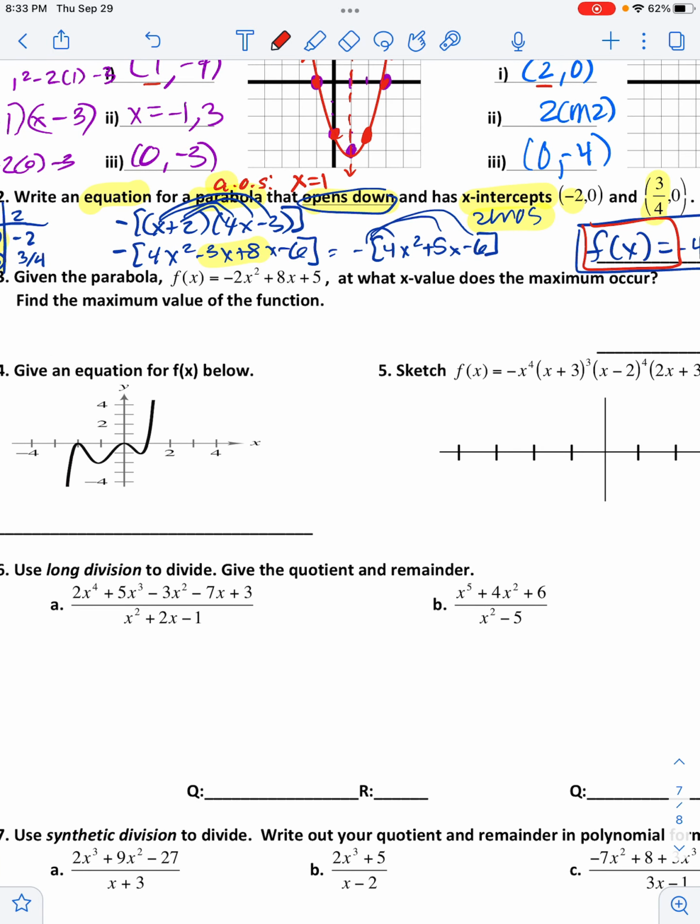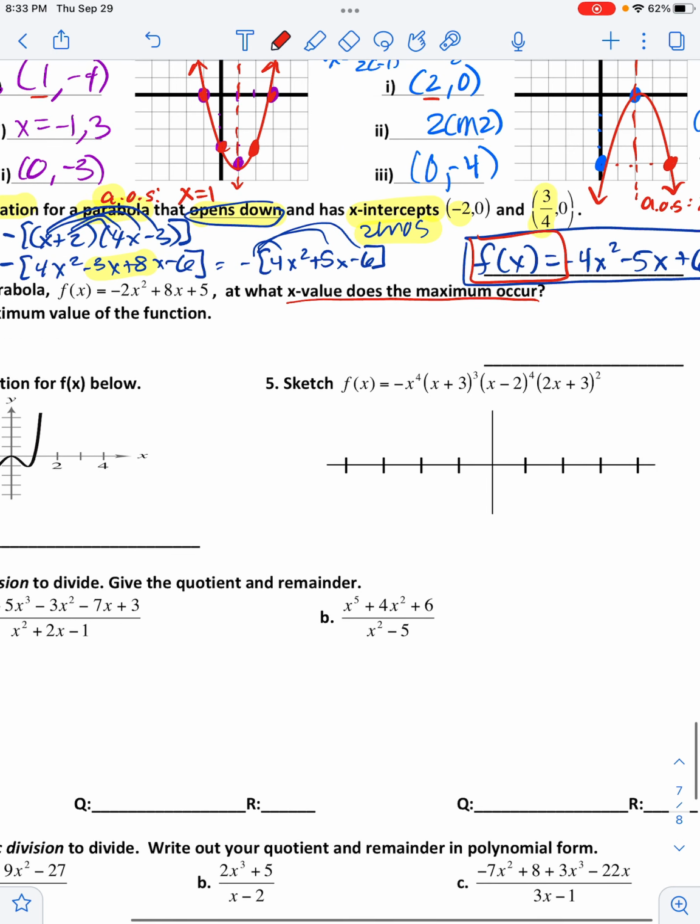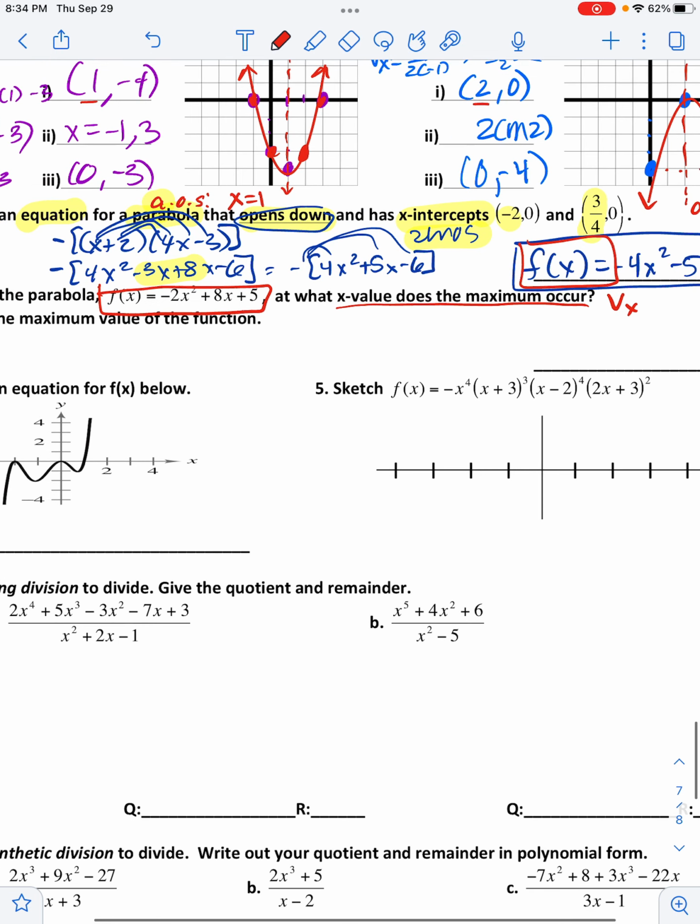Given the parabola, blah, blah, blah, at what x values does the maximum occur? Or at what x value? So what's it asking me for? Maximum has to be the vertex, and this one opens down because A is negative. So it's asking at what x value. So it's really just looking for the x coordinate of that.